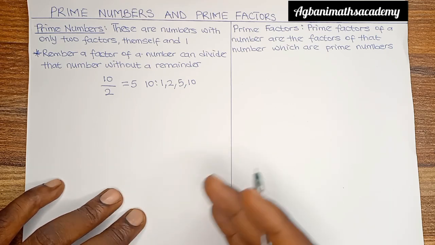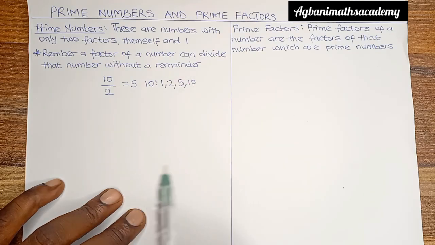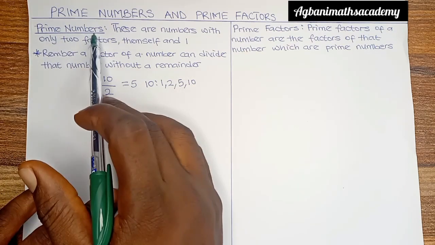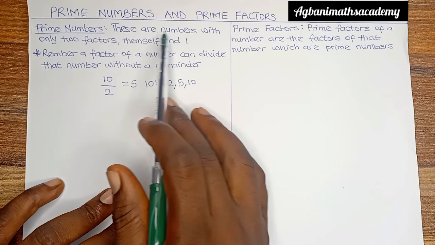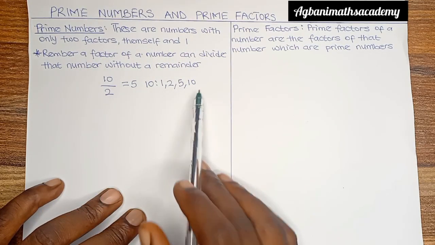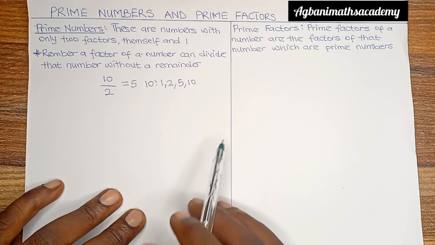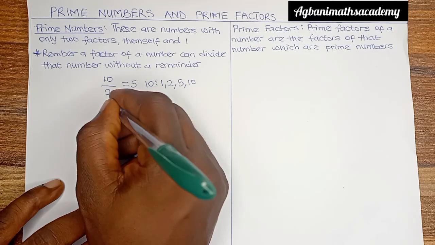But how many numbers can divide 10 without leaving a remainder? 1, 2, 3, 4. Does 10 qualify to be a prime number? Remember, prime numbers only have two factors. 10 here has 4 factors. This means that 10 is not a prime number. Okay, if we look at another number, 5.